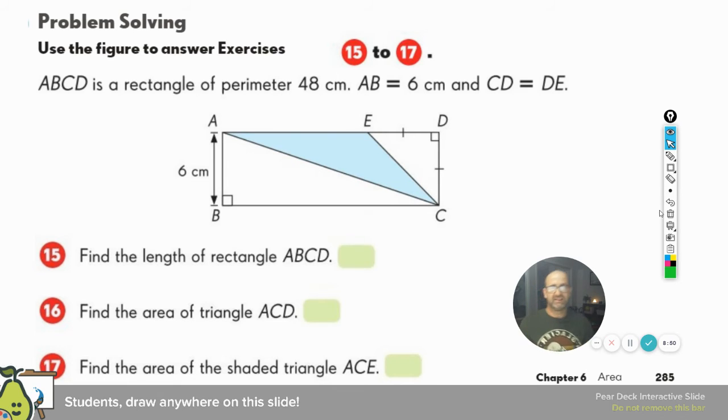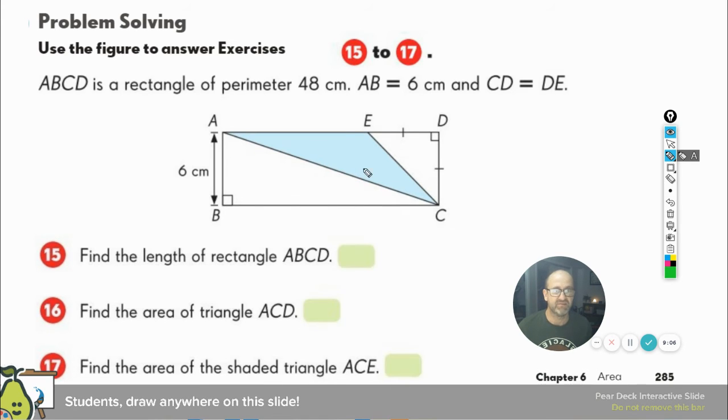All right. There's a lot cooking here. Let's talk, my friends. ABCD is a rectangle of perimeter 48 centimeters. That's useful. AB equals 6. And CD equals DE. Well, I love to mark these up.